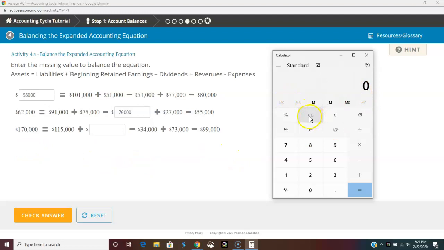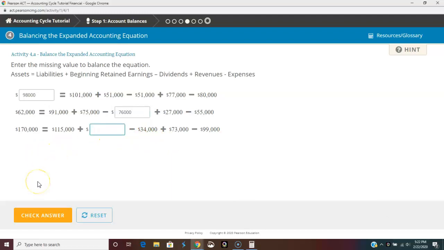Okay, so let's clear that. Again, we can do the same thing here. 115 minus 34 plus 73 minus 99 equals 55. 170 minus 55 equals 115. Why does that not seem like it'll be right?